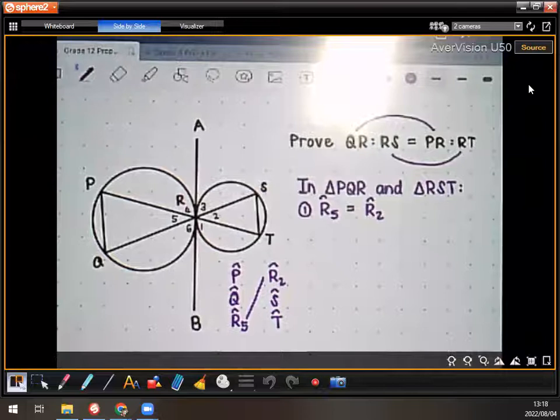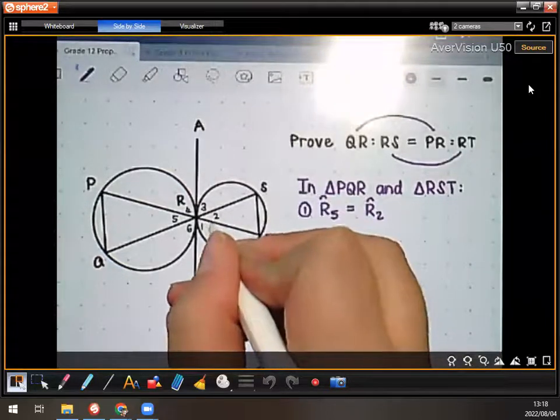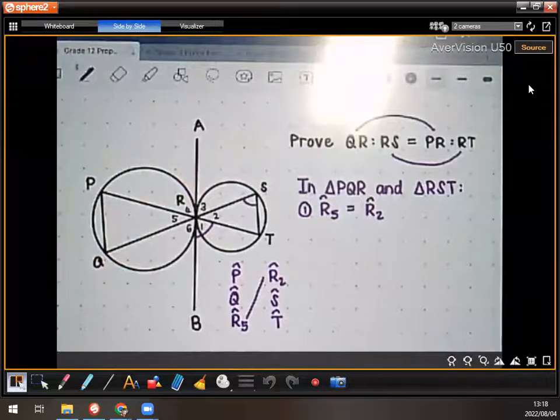Is there another pair of angles that we can prove equal here? Obviously, the fact that they're given a tangent means we're going to have to use it. Otherwise, they wouldn't have bothered. Yes, R1 and S, yes, because of the tangent here, correct?